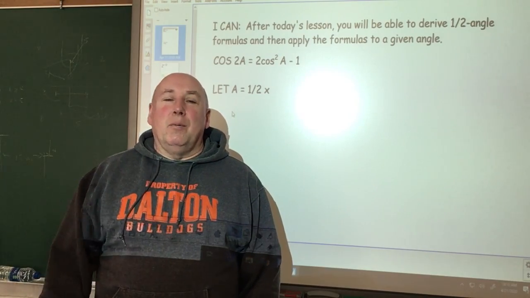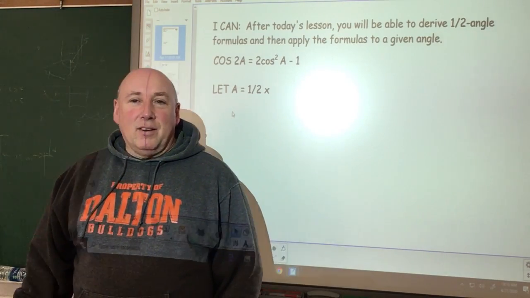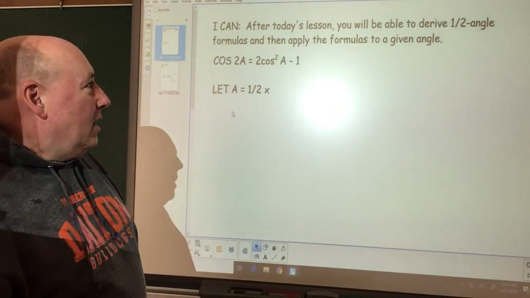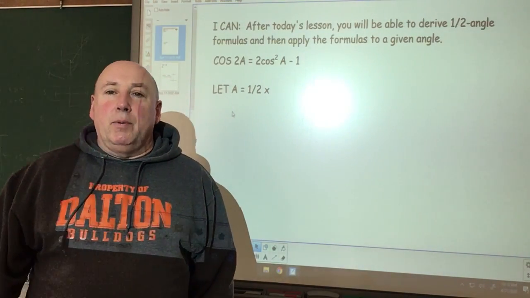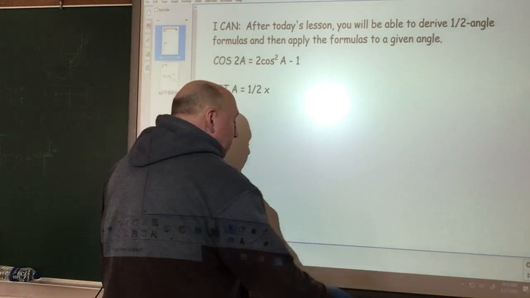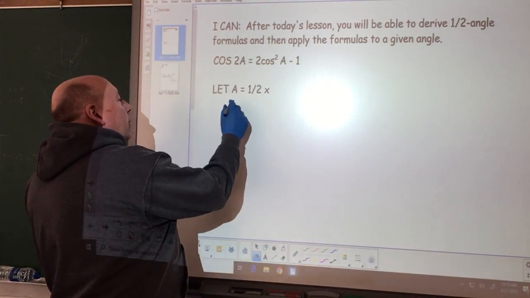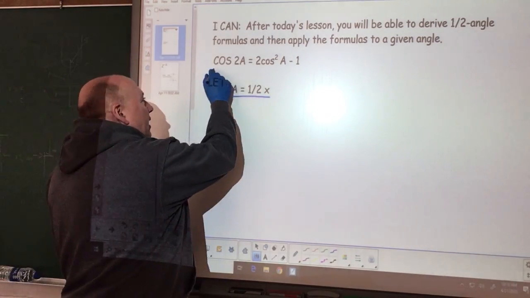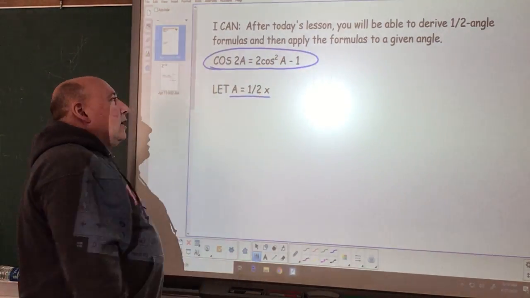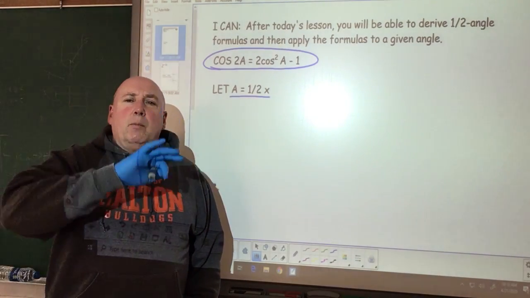Yesterday we worked on double angles. Today we're going to work on half angles, half angle formulas. And we'll go through some derivations, how we come up with half angles, just like how we came up with the double angles. I'm going to let A equal 1/2 x. And yesterday, with our double angles, we had 3 different double angle formulas for the cosine.